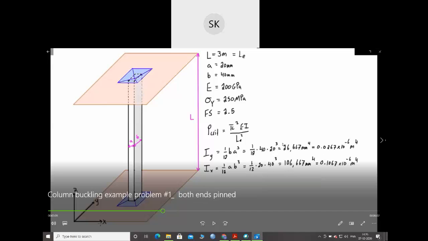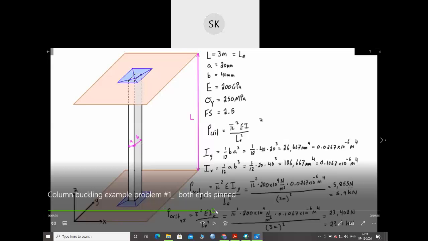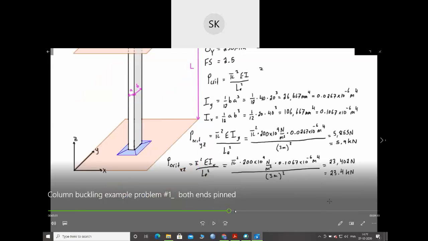Now from both the values you need to find the critical load along the X and Y directions. So they have found out Px and Py. Now you have to take the lowest of the two as your critical load, because that means at this load it will buckle. After finding Px and Py, you need to find which one is least, and that you have to take. Along Y it is 5.9, along X it is 23.4. So you have to take this load, 5.9.